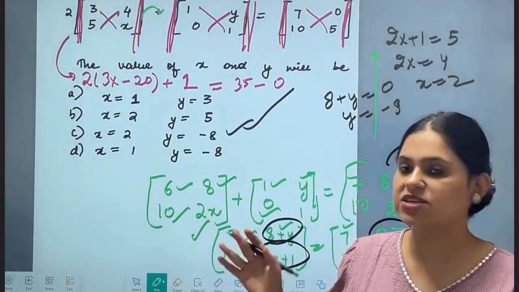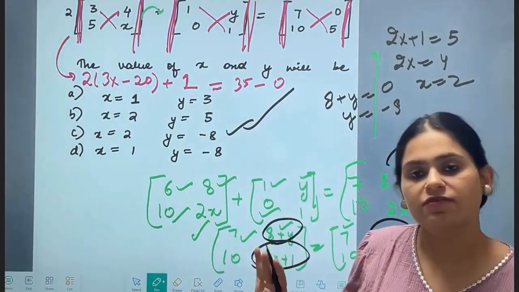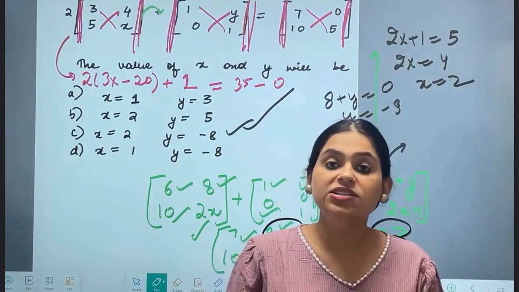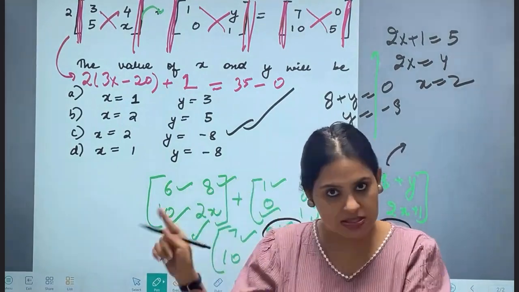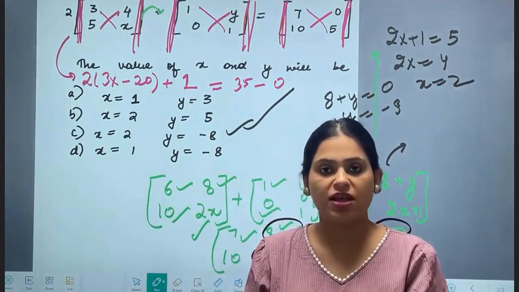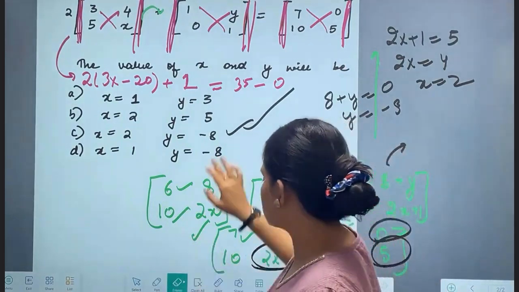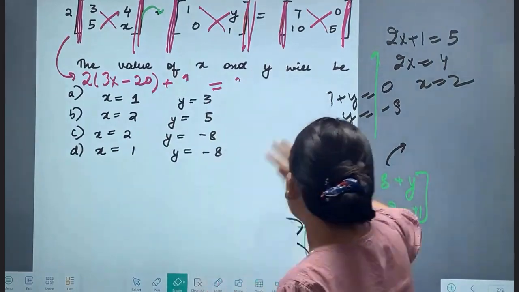Y has gone, so any y will satisfy it. Find the value of x. So in exams sometimes instead of giving you the matrix, they will give you the determinants and you have to find the determinant and solve that question. Okay beta, next question. Let's take the next one.